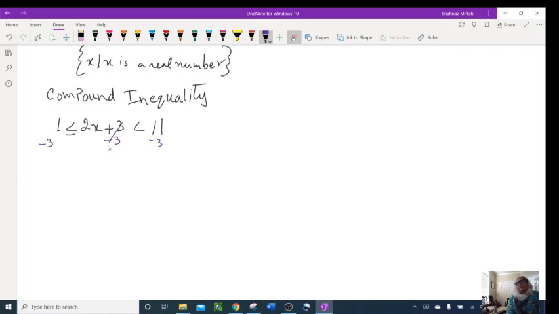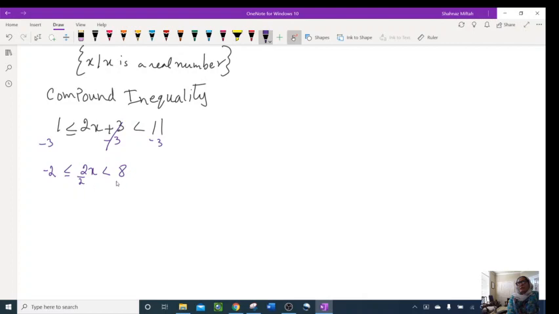Okay, this cancels. I'm left with 2x. I'm not changing the signs, let them stay there. -3 plus 1 is going to give me -2. 11 subtract 3 is going to give me 11, 10, 9, 8. Okay, what else can I do? Now I can make x by itself.